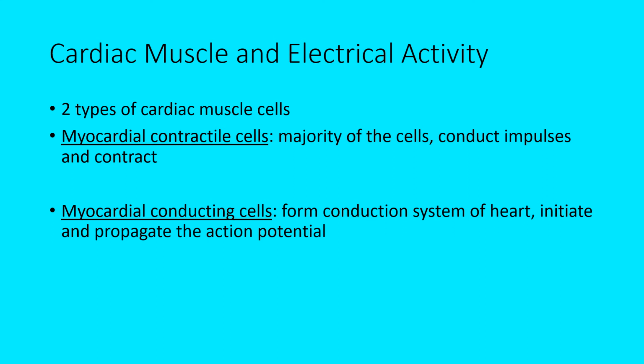So there's two different types of cardiac muscle cells. There's the myocardial contractile cells. The majority of the cells are this particular type. They're able to conduct impulses and they're able to contract. And then you've got your myocardial conducting cells. These form the conduction system of the heart. So they're going to be the ones that start or initiate the action potential and propagate it.